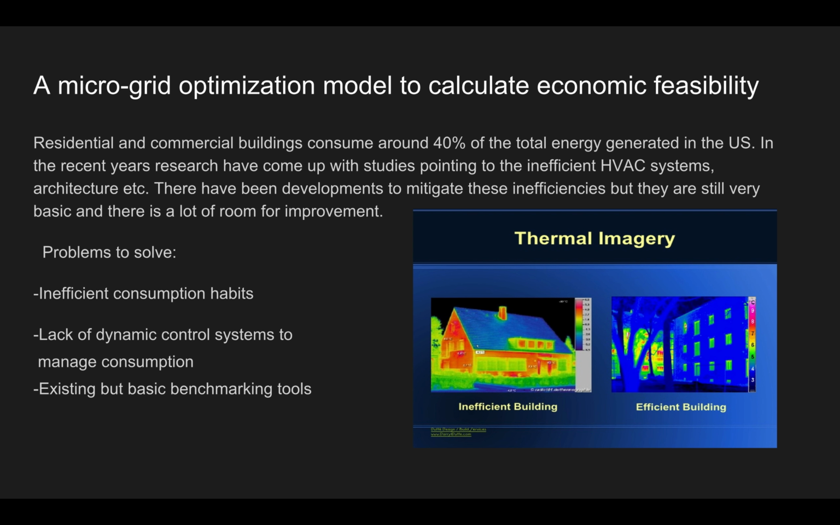Currently, the residential and commercial buildings consume a big amount of the total energy generated in the US, and a lot of people have been working on this issue, but there are still a lot of problems to be solved. For example, the inefficient consumption habits of people and the lack of control systems to manage consumption. And besides, the benchmarking tools are still very basic and there's a lot of room for improvement.